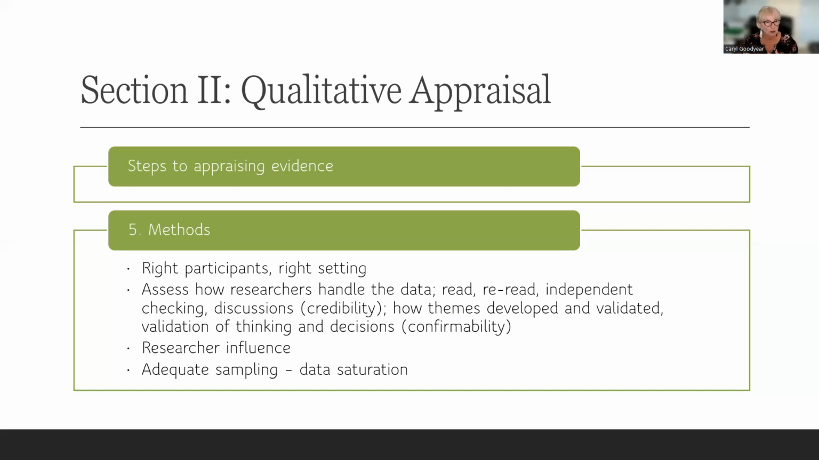Then they talk about rigor, and rigor has everything to do with credibility. It's that rigor with the data. Are they keeping true to what these participants said and what their experiences were? They go on to talk about how they made decisions around themes, and validating of thinking and making decisions has everything to do with confirmability.